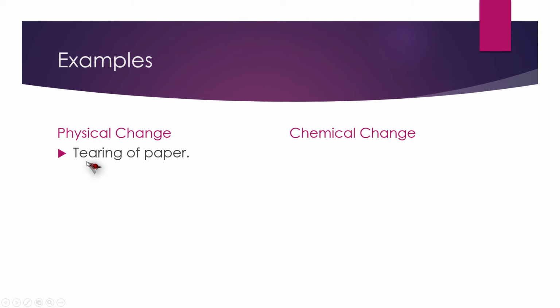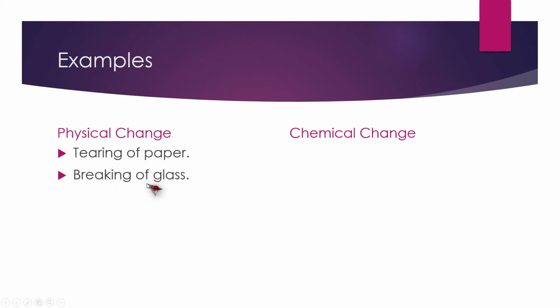First example is tearing of paper. Whenever a paper is torn, however small pieces you make, the paper remains paper. It doesn't change at all. Only the shape or size of the paper changes, but no chemical property is changed.